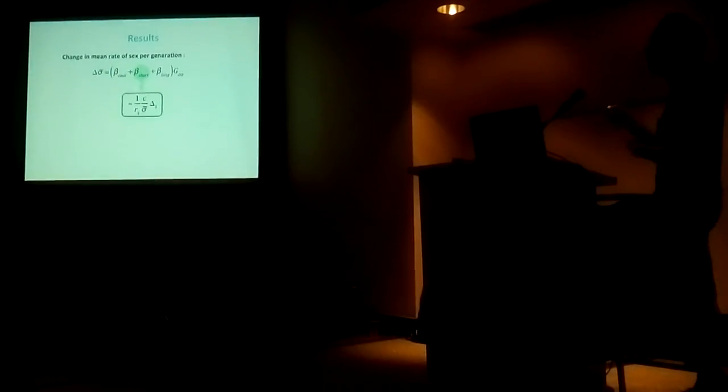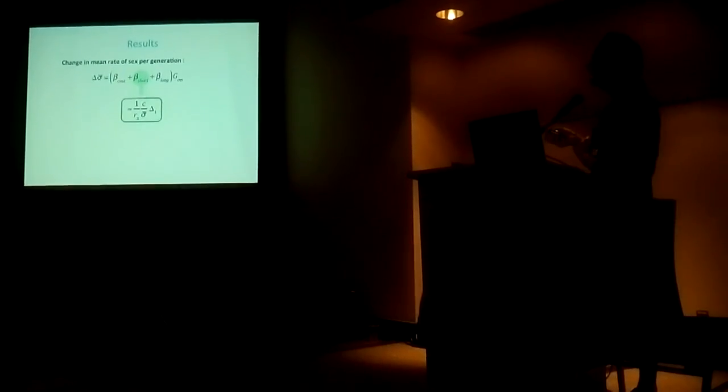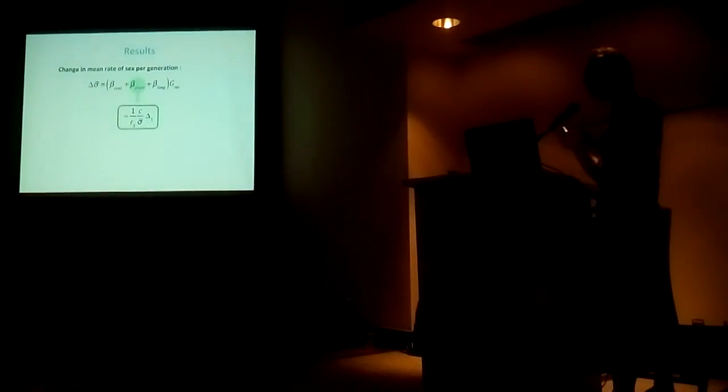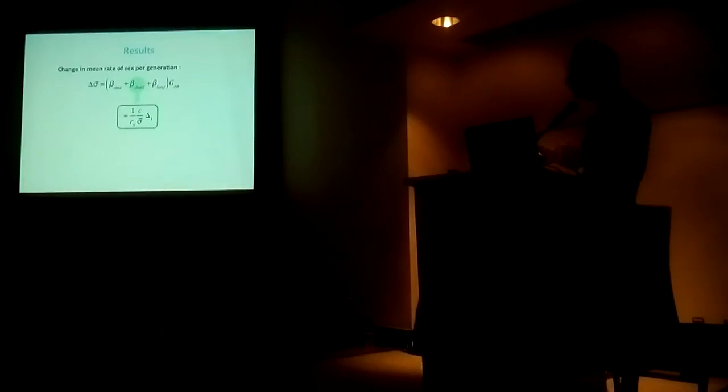So this is the short-term effect. So we see that it's affected by the cost of sex and by the mean rate of sex in the population. And then we have this 1 over R3 term here, which represents the effect of genetic architecture. So what is this R3?